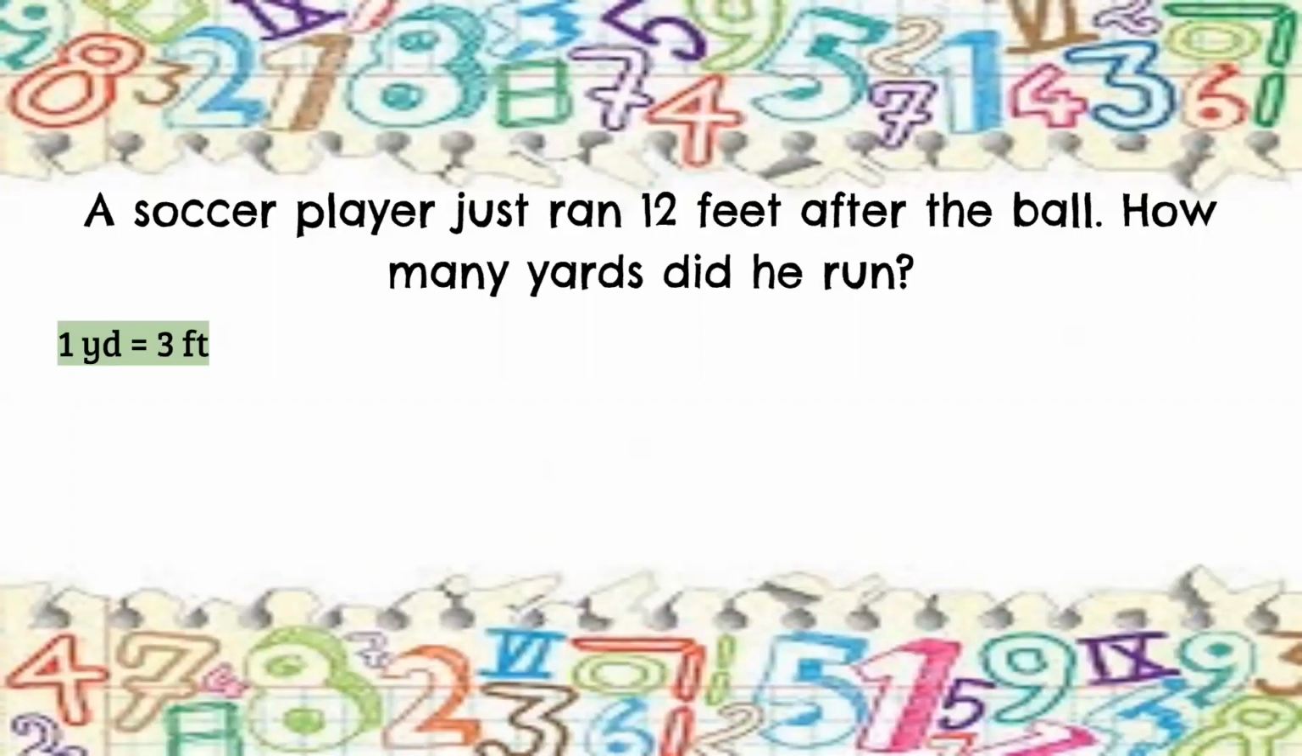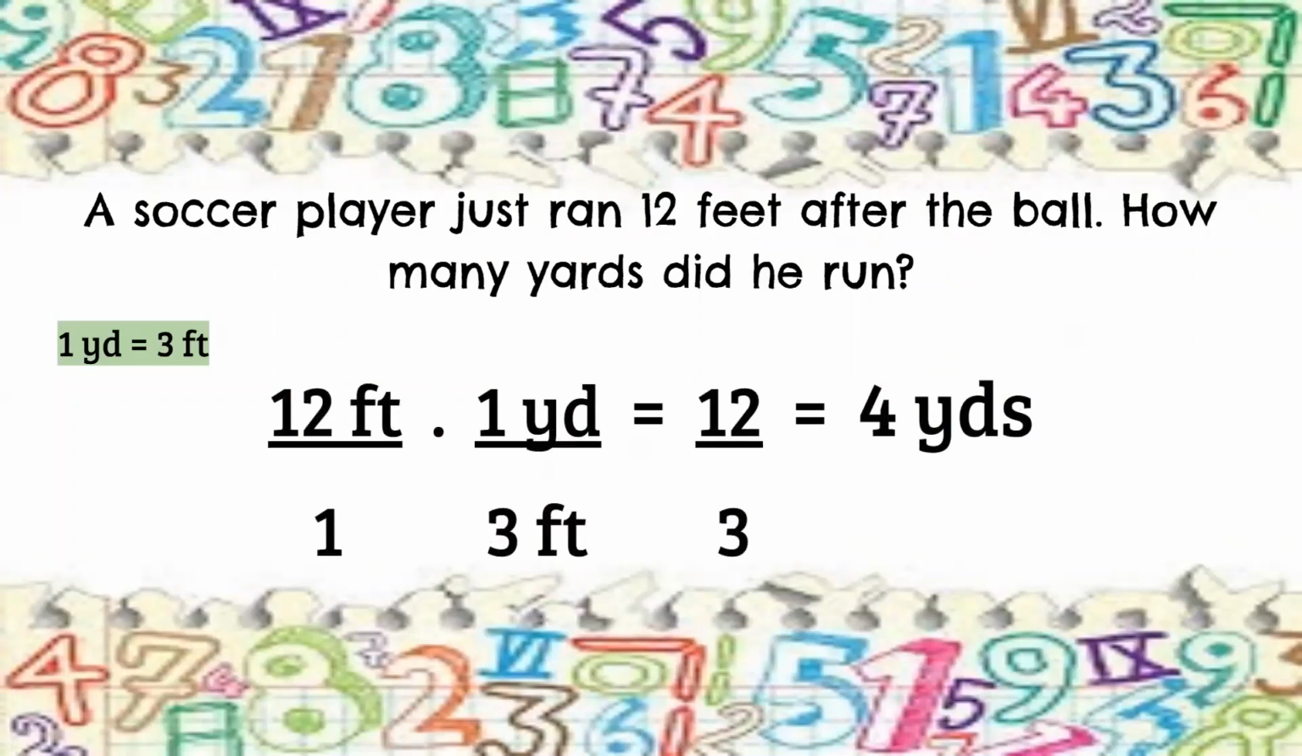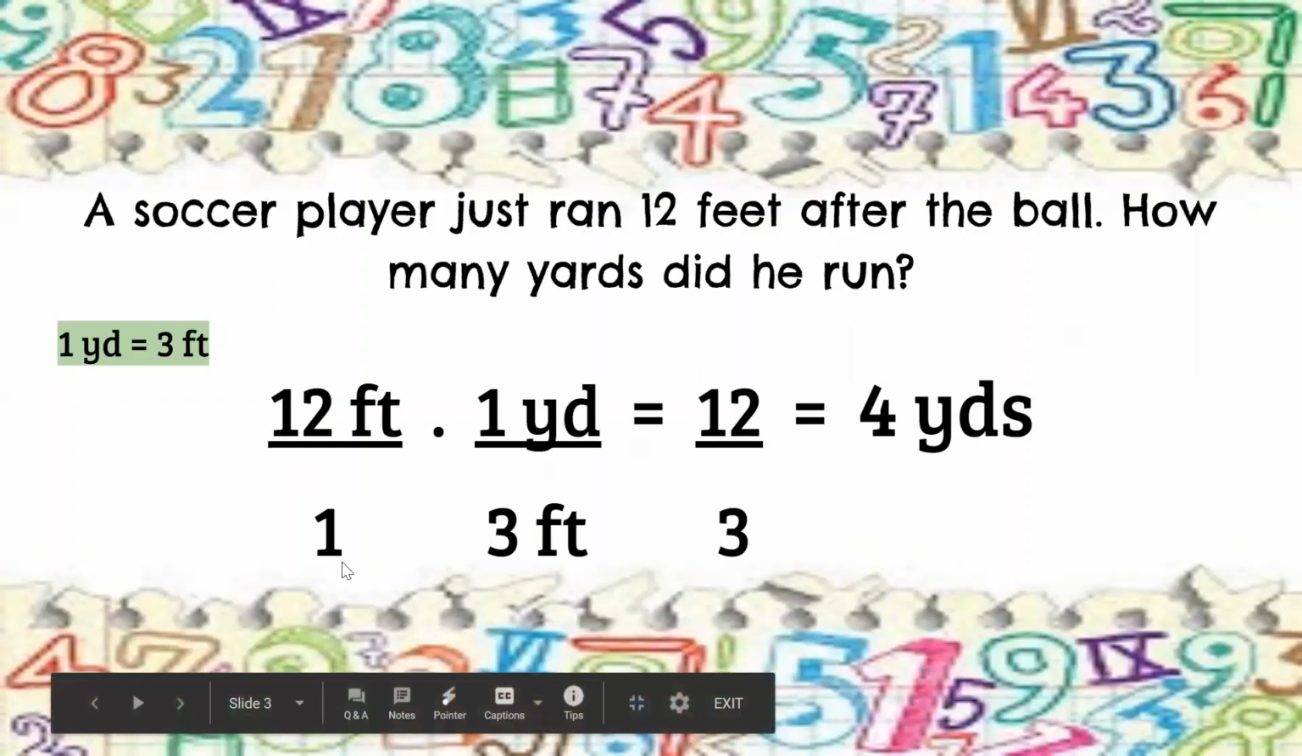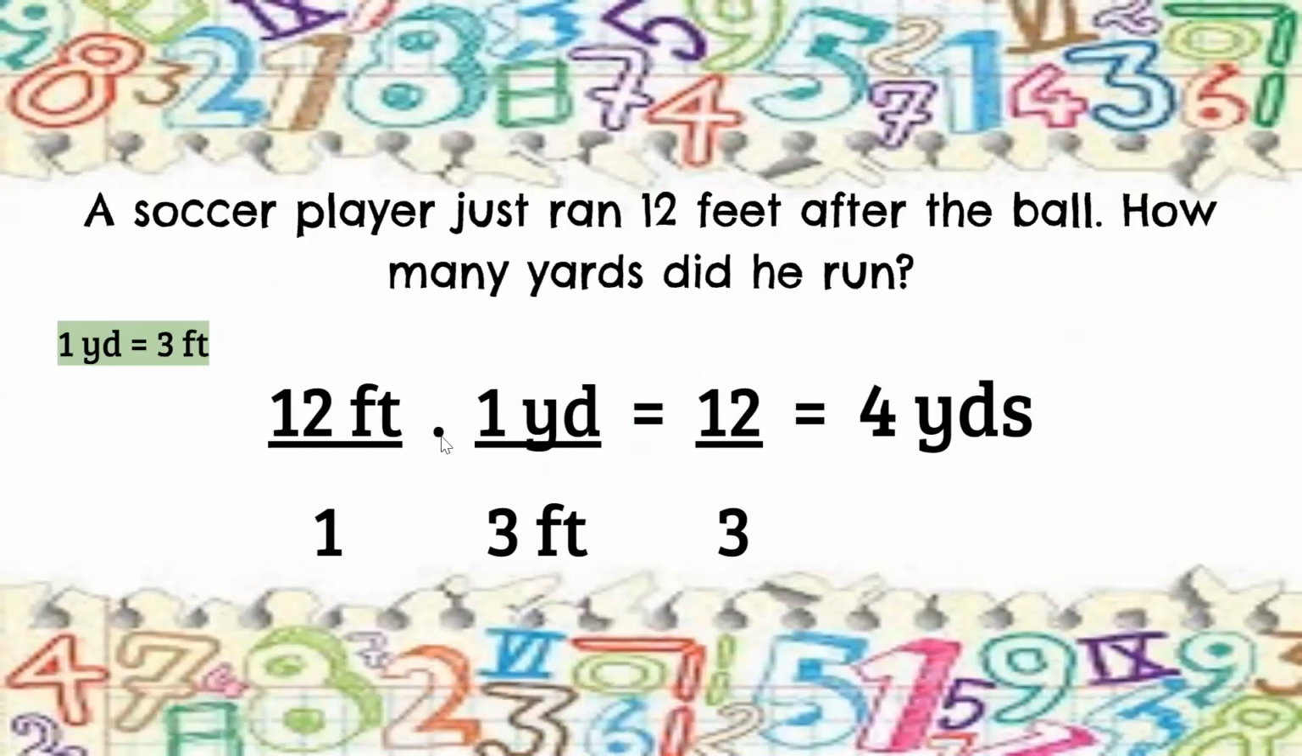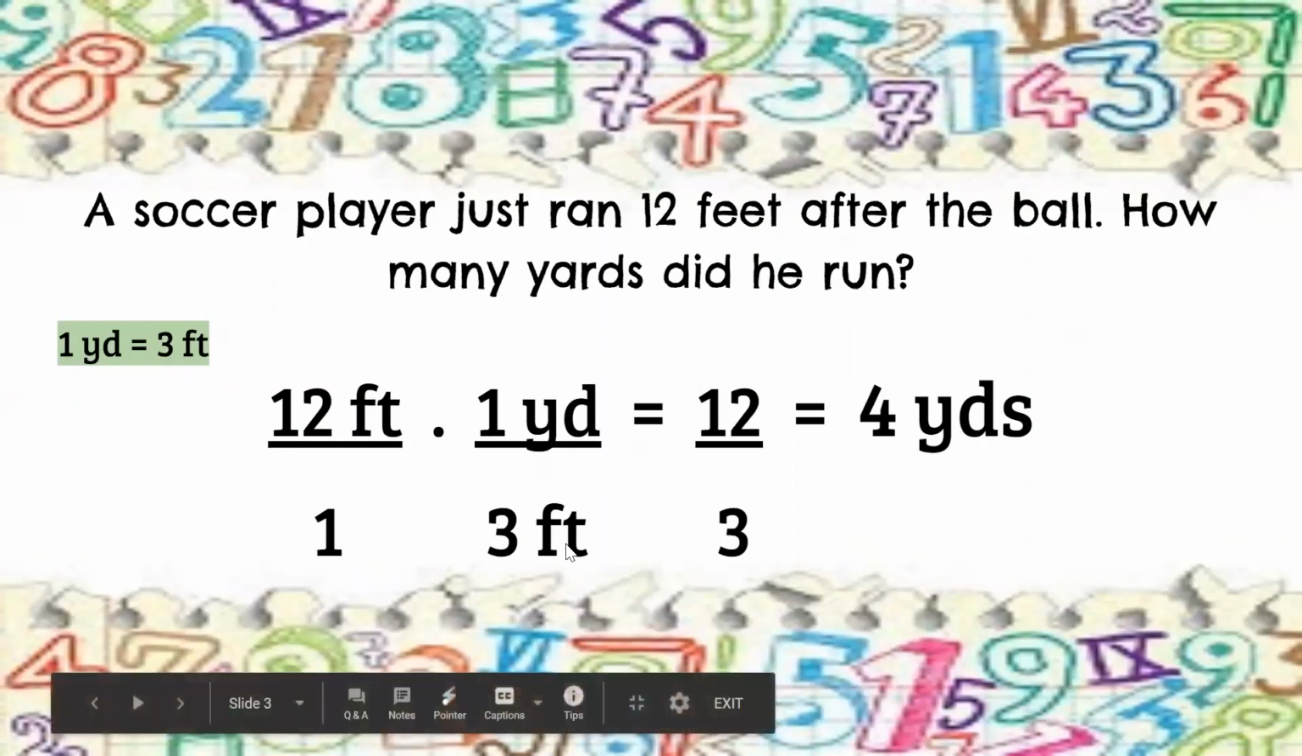Now, to set up our problem, this is how it would look like. We would first start with our given information, which is 12 feet, and we would put 12 feet over 1, as anything over 1 equals itself. This little dot right here is another symbol for multiplication. And then we would use our conversion factor and we would put 1 yard over 3 feet.